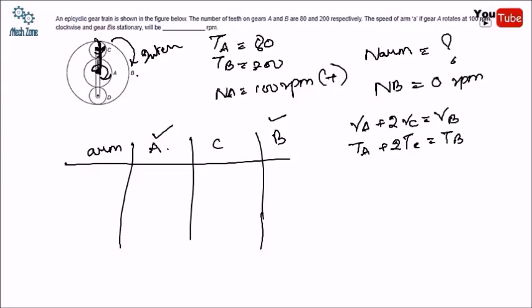So this becomes 80, this becomes 200, and from here, if you find the number of teeth for C, it is coming out to be 60. The same thing will come for D, the number of teeth for D will also be 60, because you can directly verify it from this same relation.